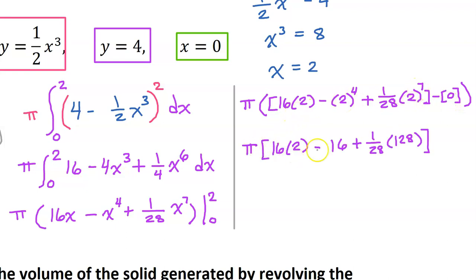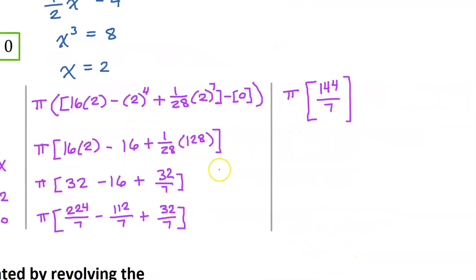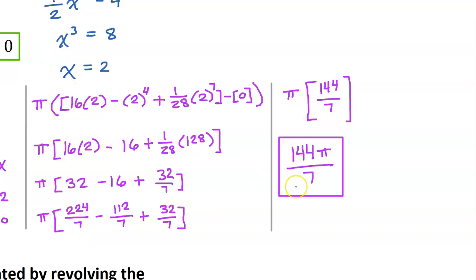Applying the exponents gives us this. Performing the multiplication gives us this. Making like denominators gives us this. And combining like terms gives us this. So the volume of the solid of revolution is 144 pi over 7. And this is what you would see as an option on a multiple choice question. But if it's a free response question, you can leave it at any of these steps.